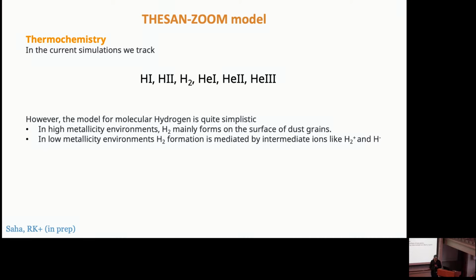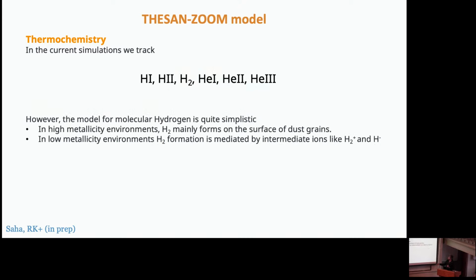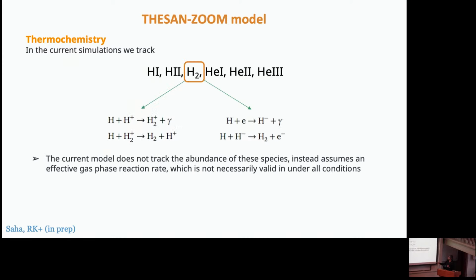However, it is an extremely simplistic model. It works well in high metallicity environments because most of the H2 forms on dust grains. But in low metallicity environments, the point is that H2 formation is mediated by intermediate ions like H2 plus and H minus, using these chemical reactions here. But we did not really model these reactions as such. We just used an effective reaction rate to model these reactions, which is not necessarily valid in all conditions.